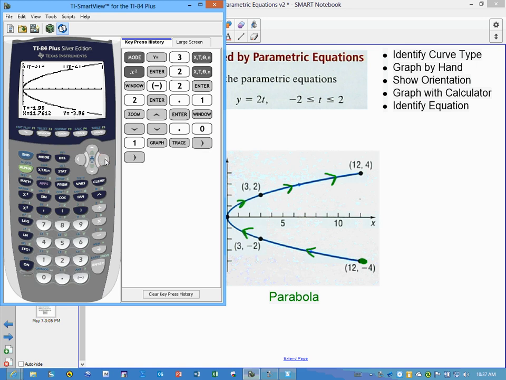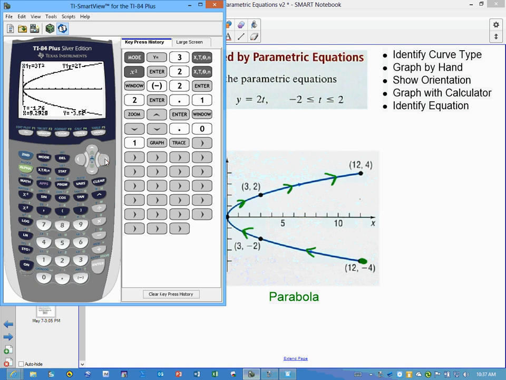And then notice as I hit right on the arrow button, my cursor is actually moving to the left. That's because the arrow buttons don't move the cursor on the screen. The arrow buttons move the cursor with respect to that input. So as time is going to the right, as time is increasing, the movement on the curve is this way. So you can watch the movement of the cursor, and that will help you find your orientation.